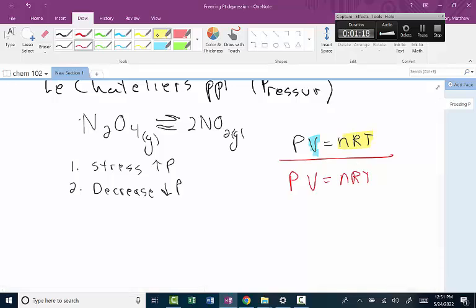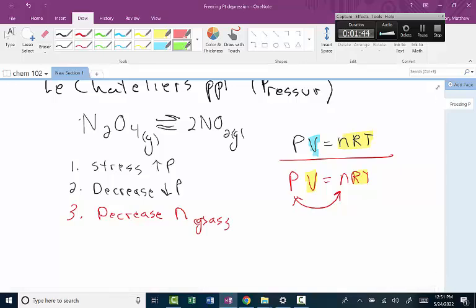And so our constants are going to be the volume, R, and T. And so the pressure is going to be related to the moles of gas. That's the only way we can decrease the pressure, is decrease the moles. So number 3, decrease the moles of gas. It has to be gas.